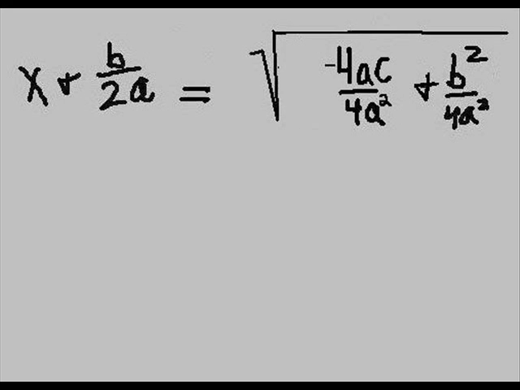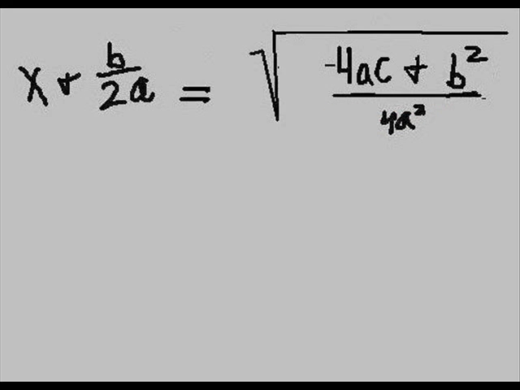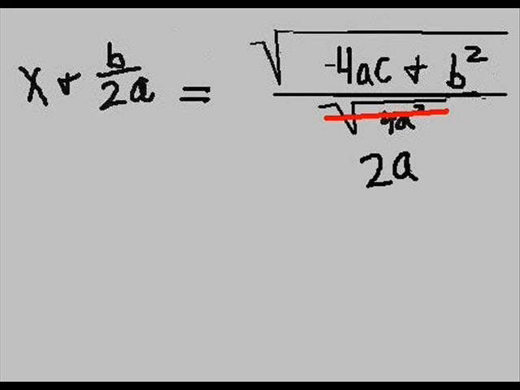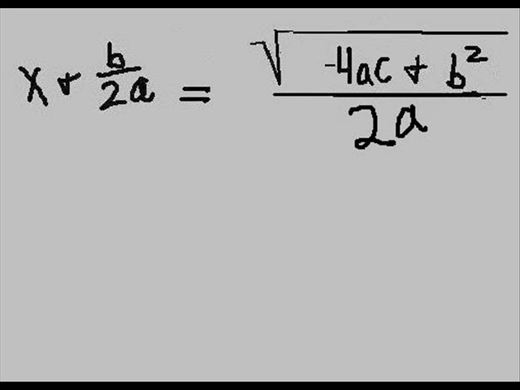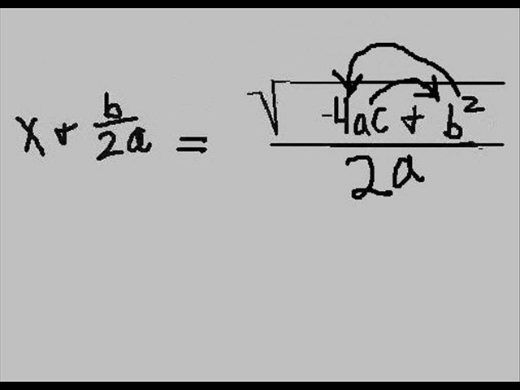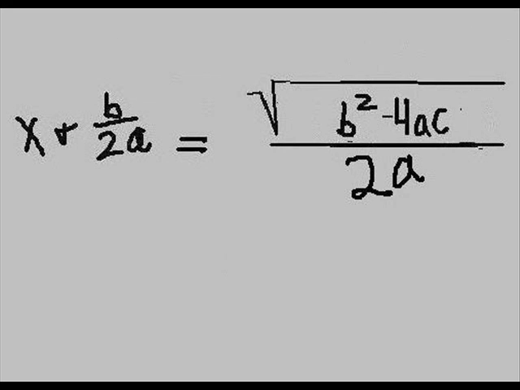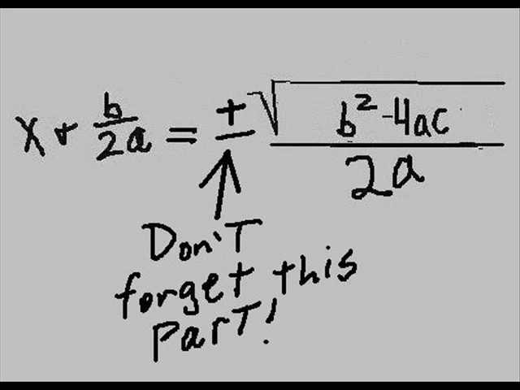And now 4a squared and 4a squared, let's join the denominators. We get 4a squared in the denominator, and we can rewrite this as a radical over the numerator and a radical over the denominator. Calculate the denominator to be 2a. Now we got radical of negative 4ac plus b squared over 2a. Now we're going to switch positions of negative 4ac and b squared. What do we get? We get b squared minus 4ac. It's looking more and more familiar now. Don't forget this part, the plus or minus in front of the radical.